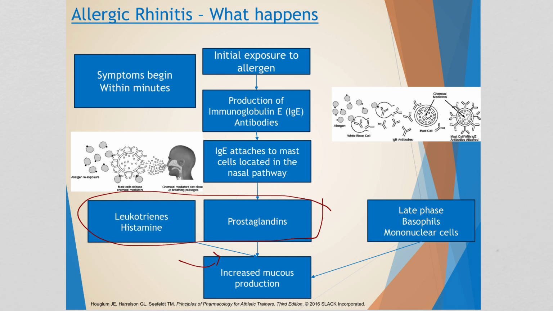So first we have to sensitize the patient to the allergen. We have to develop the immunoglobulin E antibodies. Those immunoglobulin E antibodies have to attach to the mast cell over here. And so once they attach to the mast cell, we have the release of chemical mediators, right?